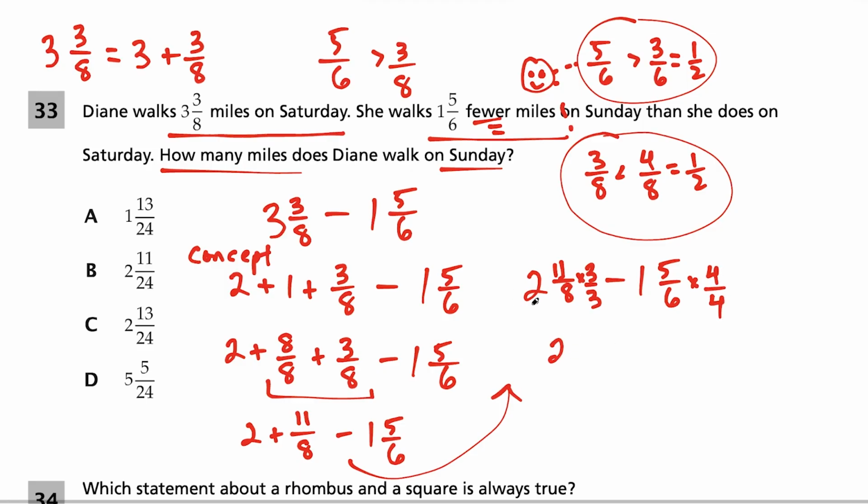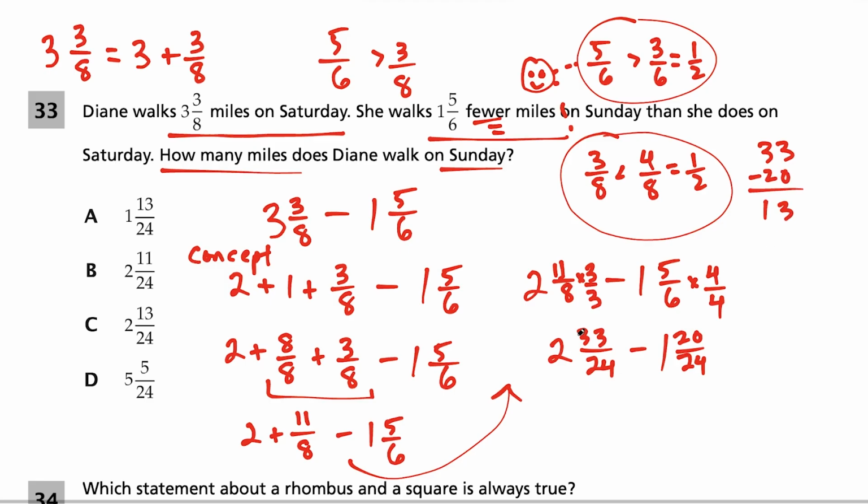So now the whole number I leave alone. So I have 2. 11 times 3 is 33 over the denominator 24. Minus 1, and we have 5 times 4 is 20 over 6 times 4 is 24. And now I'll just subtract these two on the side. 33 minus 20 is going to give us 13.